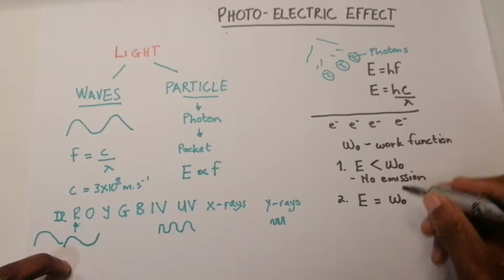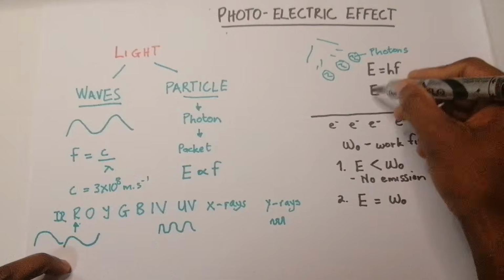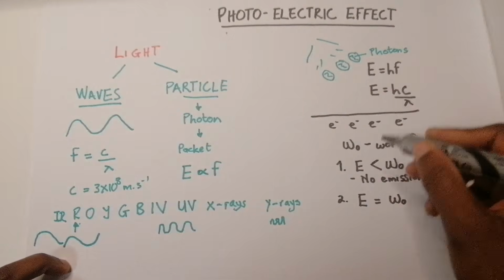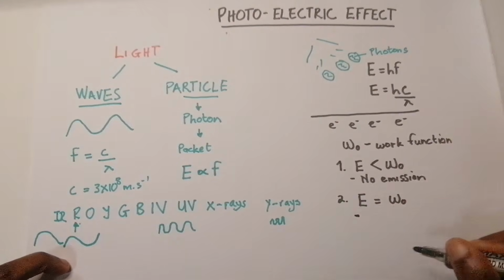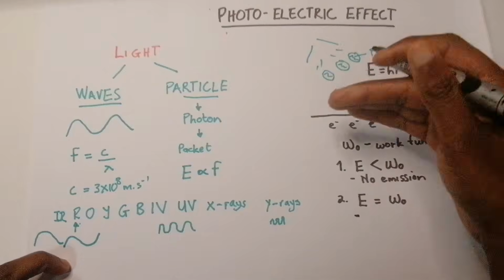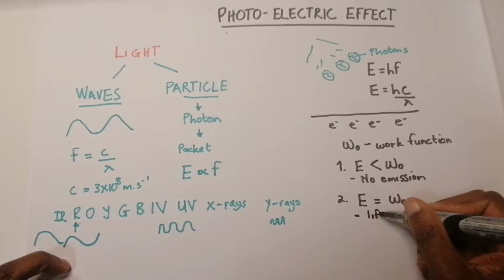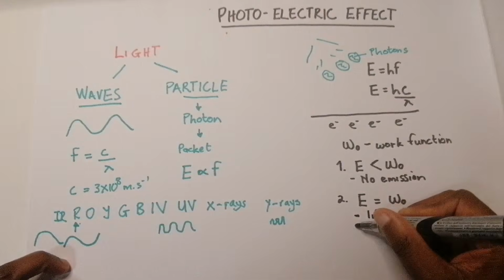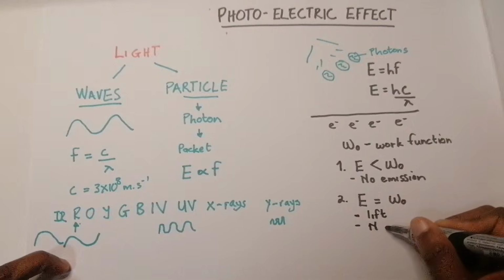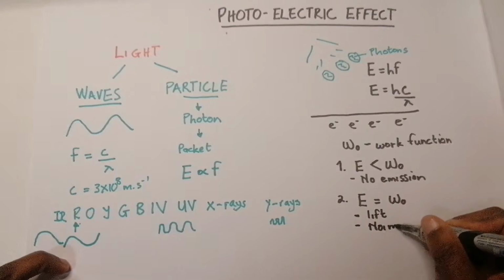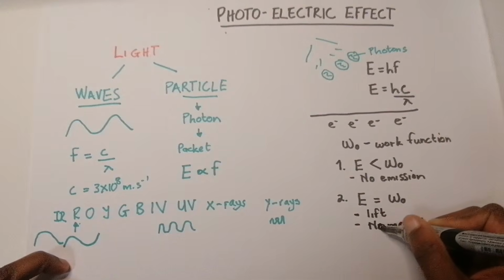So in this case, if the energy is equal to the work function, it means that if the energy of the photon is equal to the minimum energy that is required, what will happen? It means that the electrons will simply lift, but they will not go any further than that. So in this case, we say that the electrons will be able to lift, but still there'll be no movement. So in this case, there's no movement, right? So they'll be able to lift.